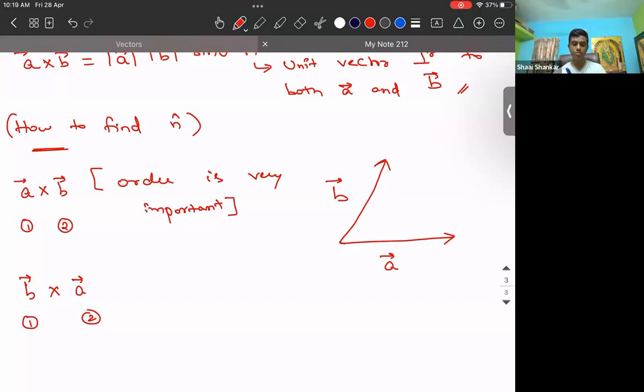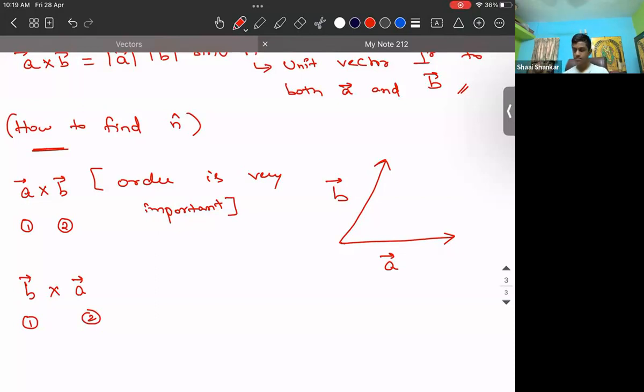Sir, if it is in clockwise direction, how will we do it? Which one is clockwise? B vector cross A vector. Okay, B vector. So when it is clockwise, take your right hand and curl the fingers in the clockwise direction. So it is pointing opposite to what we pointed in the previous case. Okay.